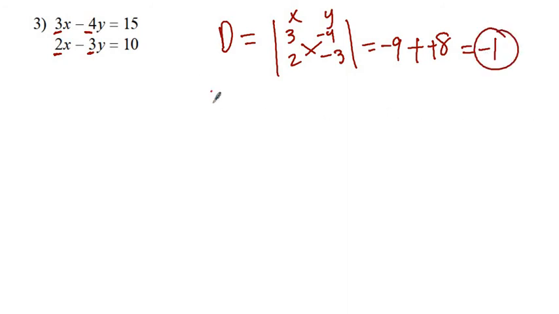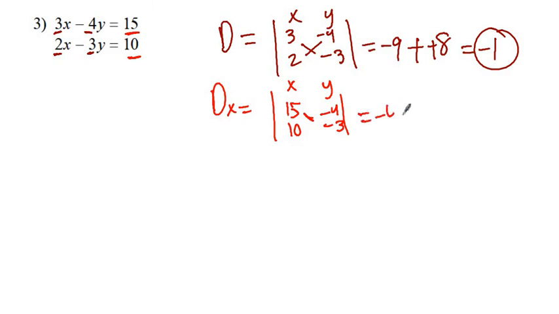Okay, then we need to find our x determinant. Because we're finding the x, the y's will stay the same as they were before, but the x's get replaced with the answers 15 and 10. Now find the determinant. 15 times negative 3 is negative 45, minus 10 times negative 4. Sorry, that's a diagonal right there. 10 times negative 4 is negative 40. Minus negative 40 is like plus 40, and we're going to get negative 5 as our Dx.